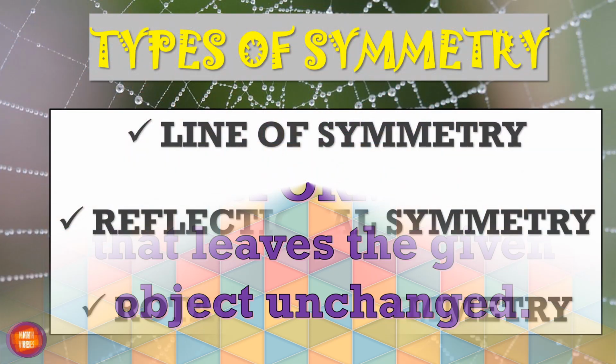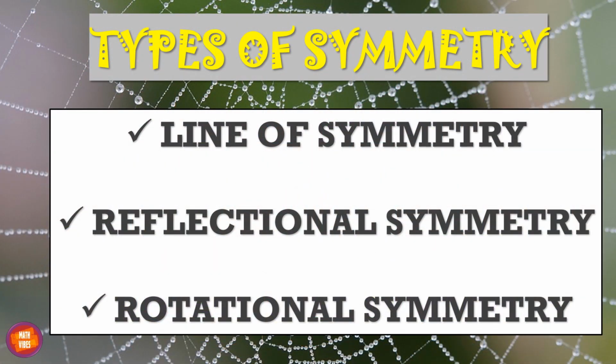Now, types of symmetry: there are more types, but in your class 6 and class 7, you'll be learning about these types basically. So the first is line of symmetry, then reflectional symmetry, and then rotational symmetry. In this video, in part 1, we will be learning about line of symmetry in detail, and the other two will follow in the next parts.